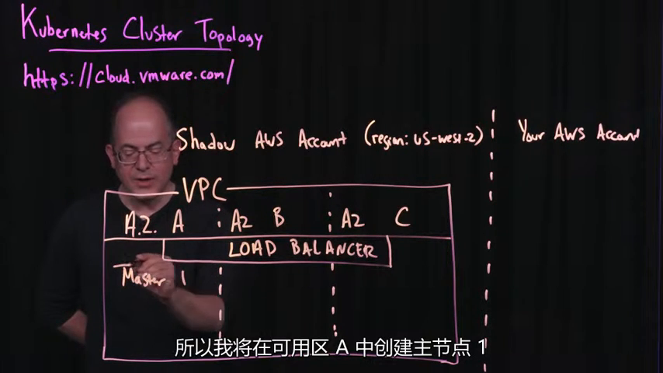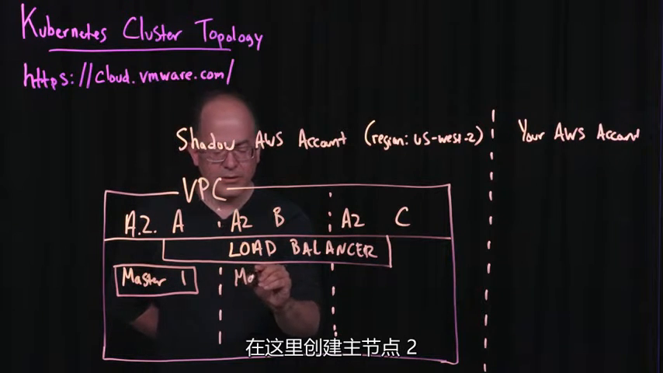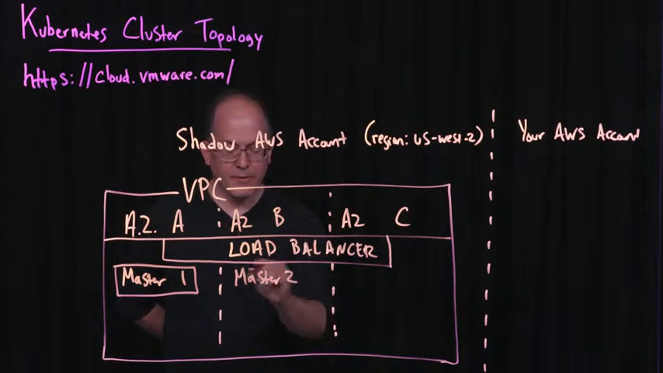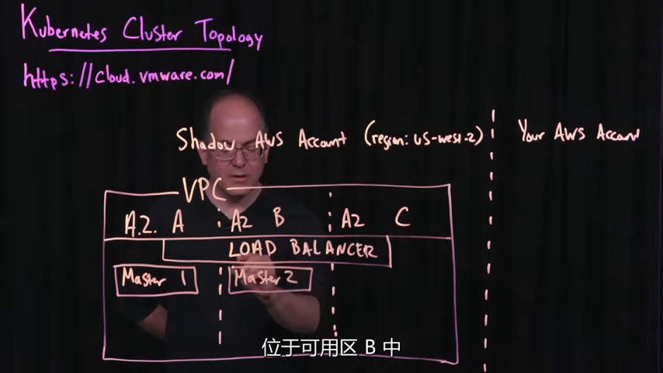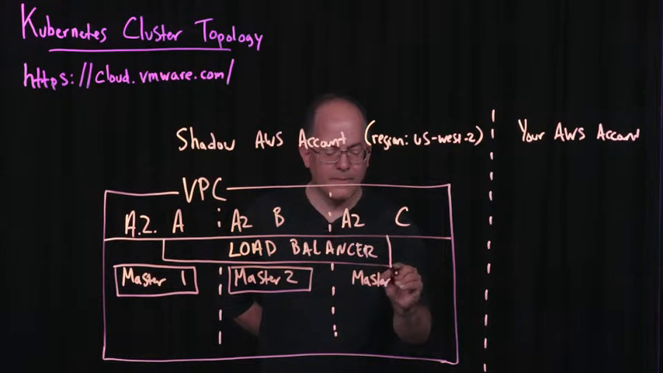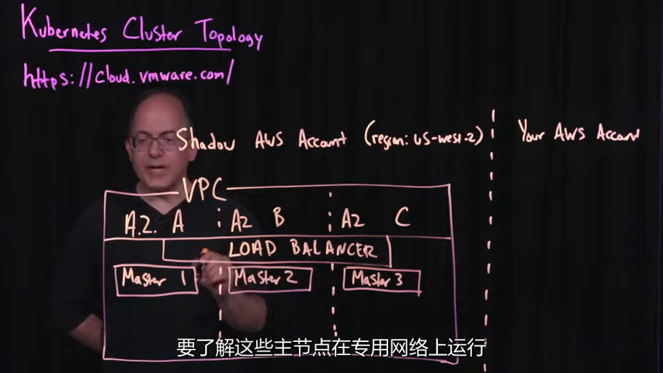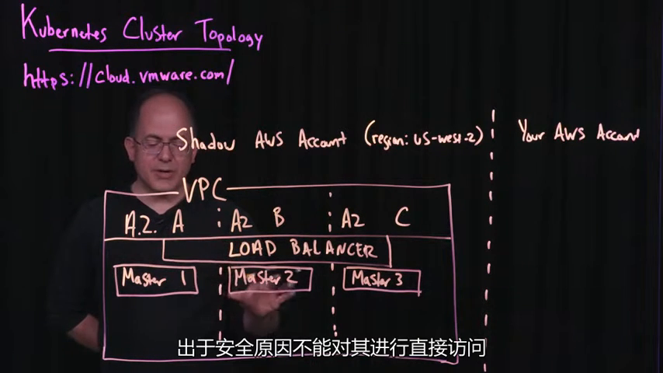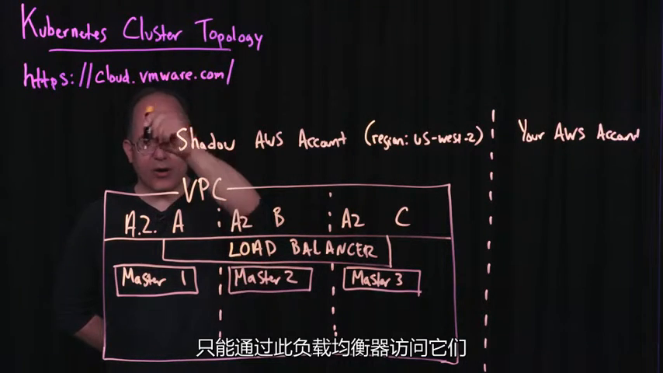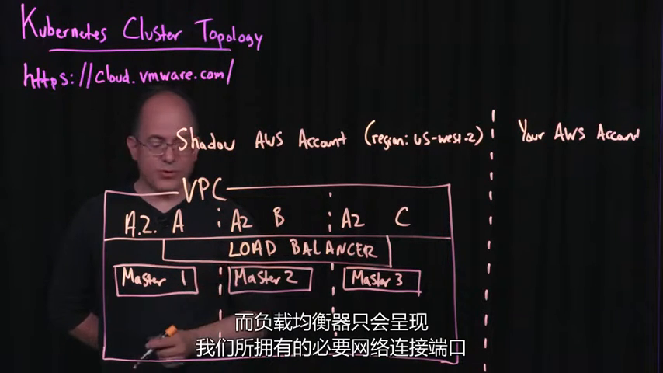So I'm going to make master 1 in availability zone A, master 2 here in availability zone B, and finally master 3 over here. So these masters, it's important to note, are running on private networks. They are not directly accessible for security reasons. They are only accessible via this load balancer, which will expose only the necessary networking ports that we have.